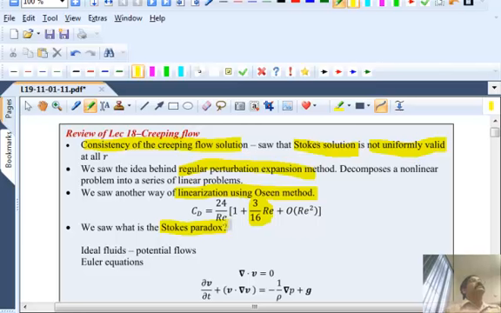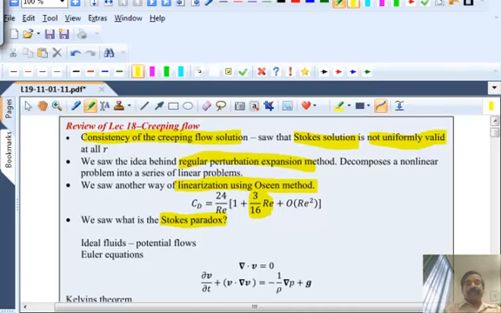Non-existent, exactly. Okay. So in the final exam, make sure that some of these concepts you're able to explain in simple words. The first question is just checking simple answers like that. What do we mean by a Stokes paradox? What do we mean by D'Alembert's paradox, stuff like that.